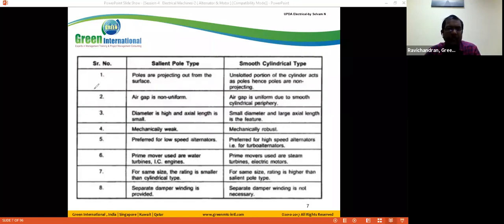So we have some questions, especially on point number 5 and 7. They ask in the questions about low speed and high speed.